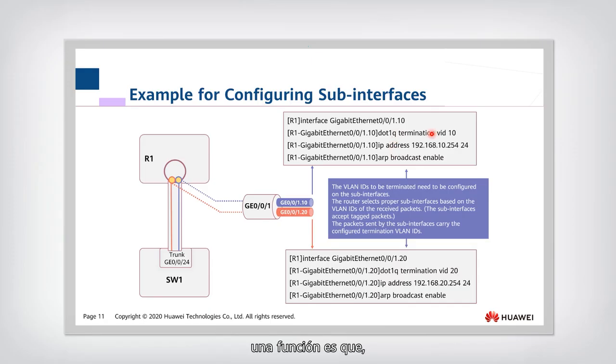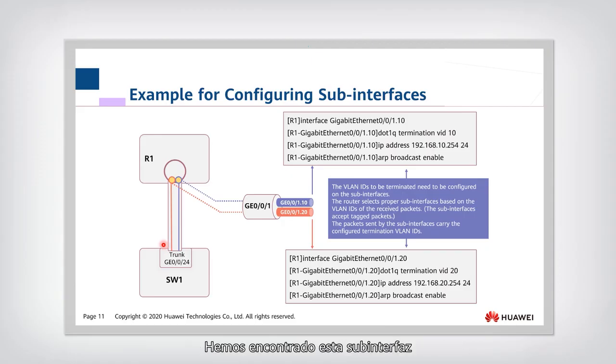One function is that when this sub-interface receives a packet from VLAN 10, it will delete the tag, allow the packet into it and forward it out. Another function is that when it wants to send a packet out, it needs to add the tag of VLAN 10 or VLAN 20 to the packet and then transmit it out. So you can think of this sub-interface as the termination of a special VLAN.